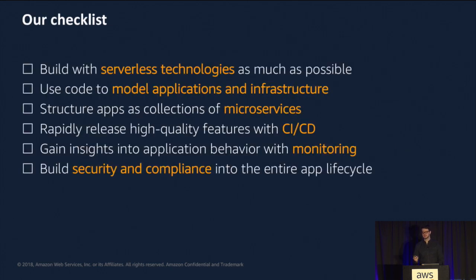OK, so here's our checklist that we've talked through: building with serverless technologies, using code to model our applications and our infrastructure, structuring our apps as collections of microservices, rapidly releasing features using CI/CD processes, gaining insights into how our application runs with monitoring and tracing, and then building security and compliance into the entire app lifecycle. OK, pretty simple, right? Just a small checklist.